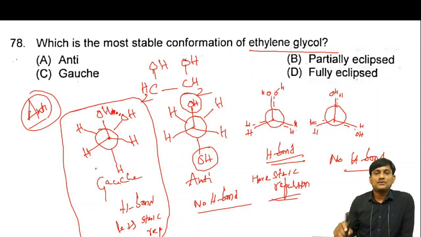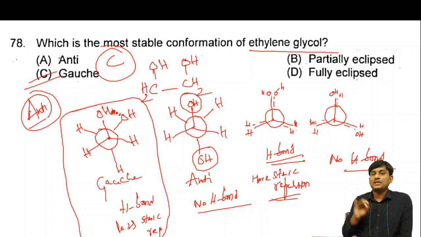So in the case of ethylene glycol, what is the more stable form? Gauche is the more stable form. If you take n-butane, with CH3 here and CH3 here, anti is more stable.